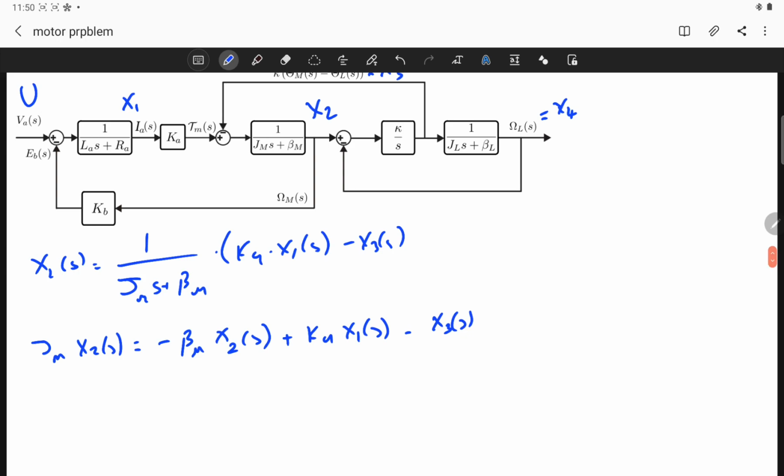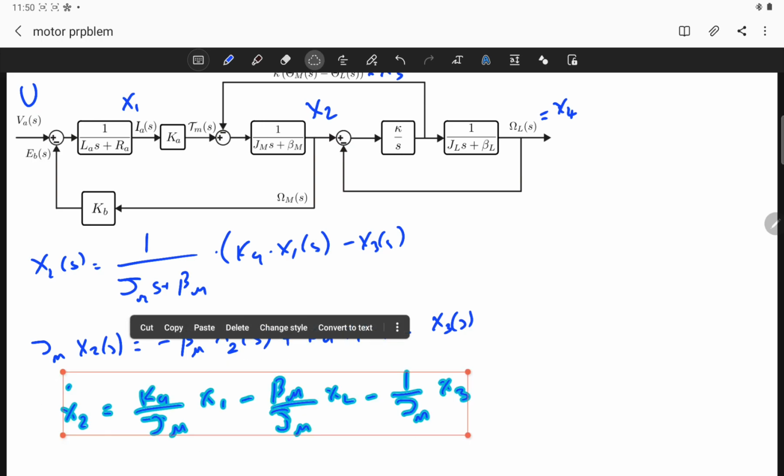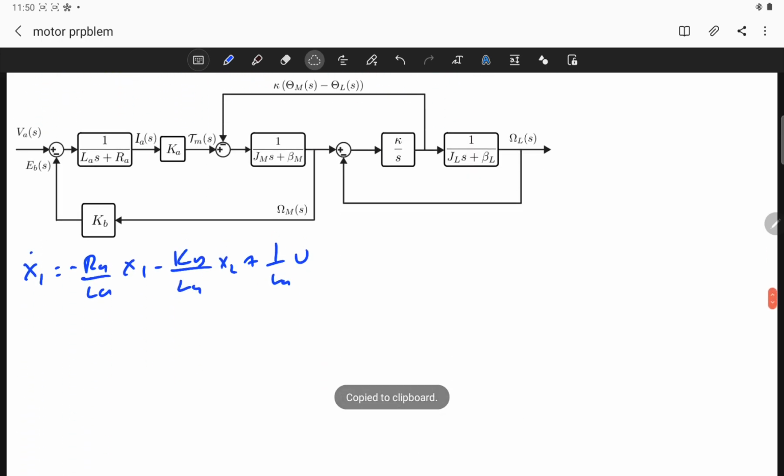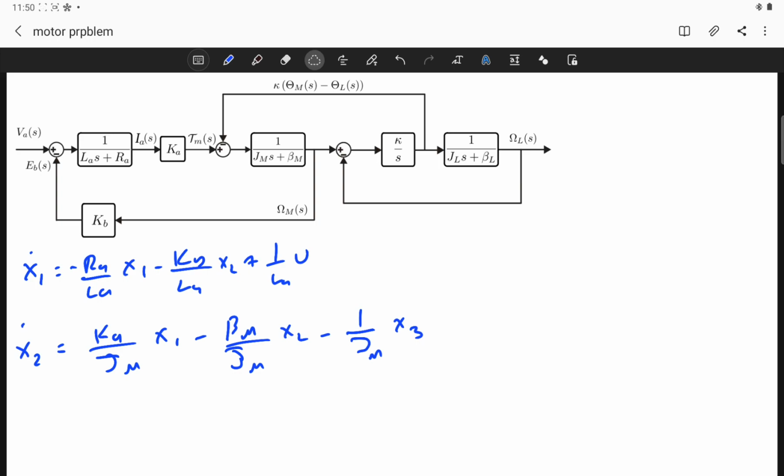So if we divide everything and find the state equation, we will find that x2 dot is equal to Ka divided by Jm x1, minus beta m divided by Jm x2, and of course we have minus 1 over Jm x3. This is our second state equation. Let's cut it here and copy it here, because we will later gather them in a state equation format.